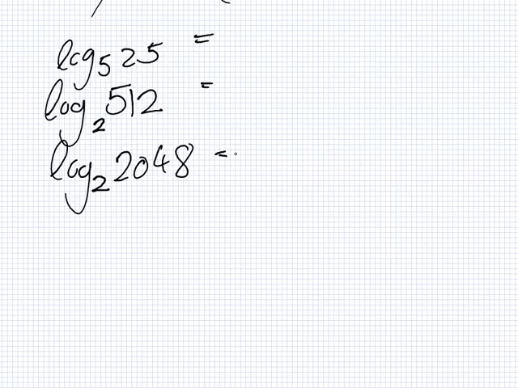Okay, so what's the first one? 2, because 5 to the power of 2 makes 25. The next one, let me think: 2, 4, 8, 16, 32, 64, 128, 256, 512. That's a 9. And is this 11? You can check on your calculator. Does 2 to the power 11 make 2048? Yeah.